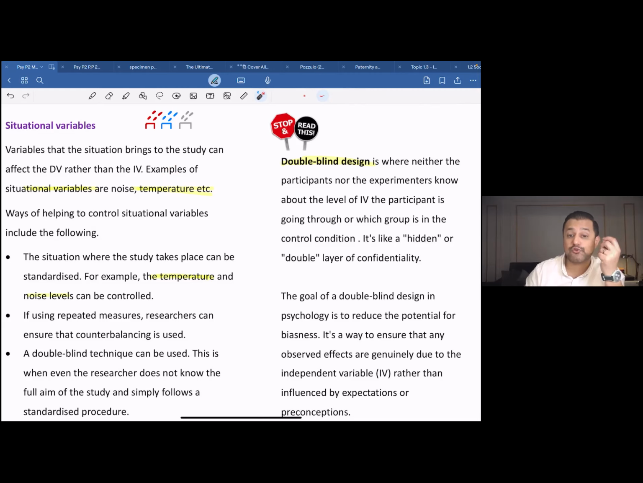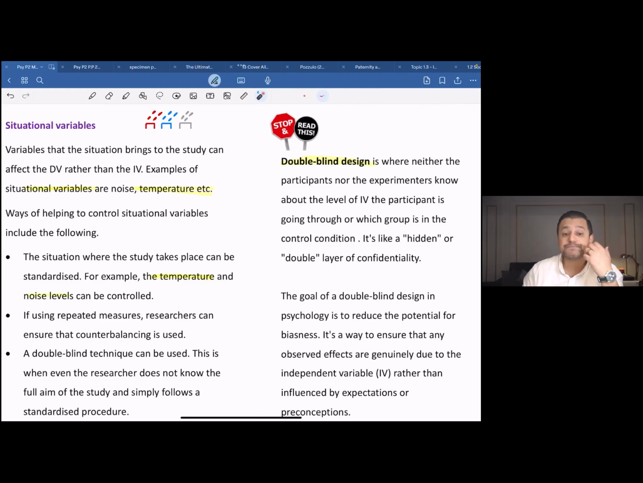Ways of helping to control situational variables include the following. Remember science lessons? Remember how we refer to it as a situational variable. Ways of helping to control variables like these: the situation where the study took place can be standardized for both the groups. Or by using repeated measures, because you're using the same participants and making them go through different situations. This is how you could control it.